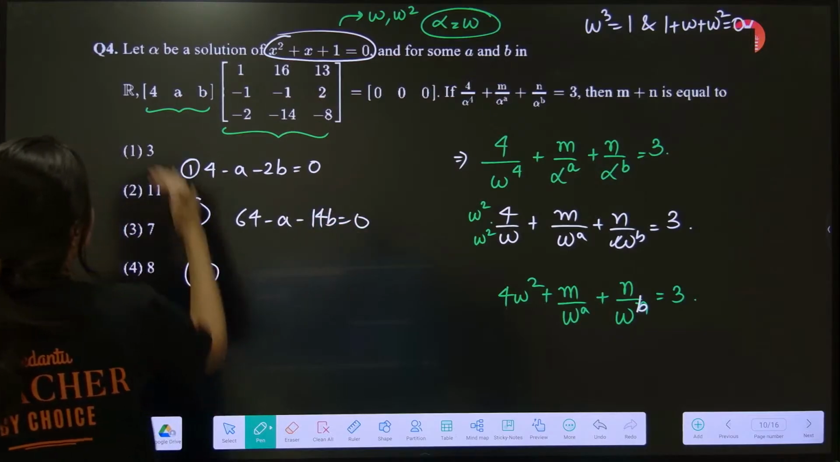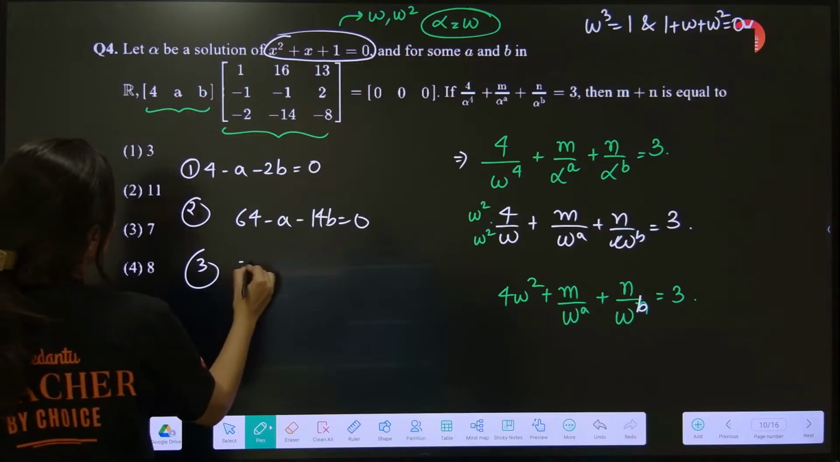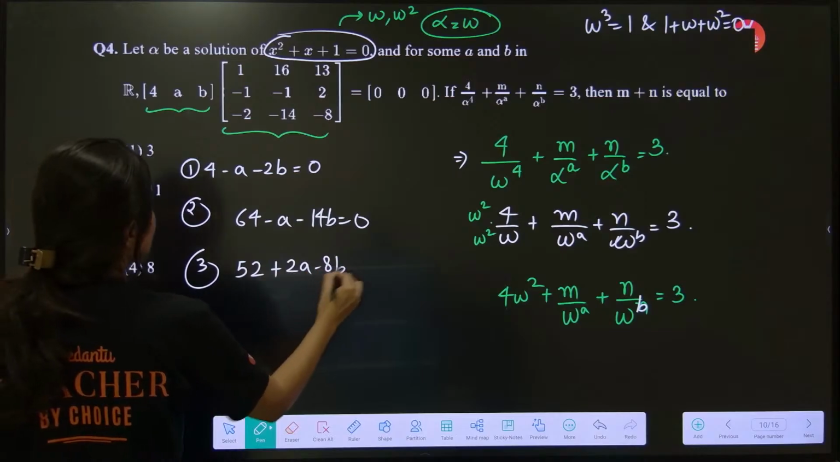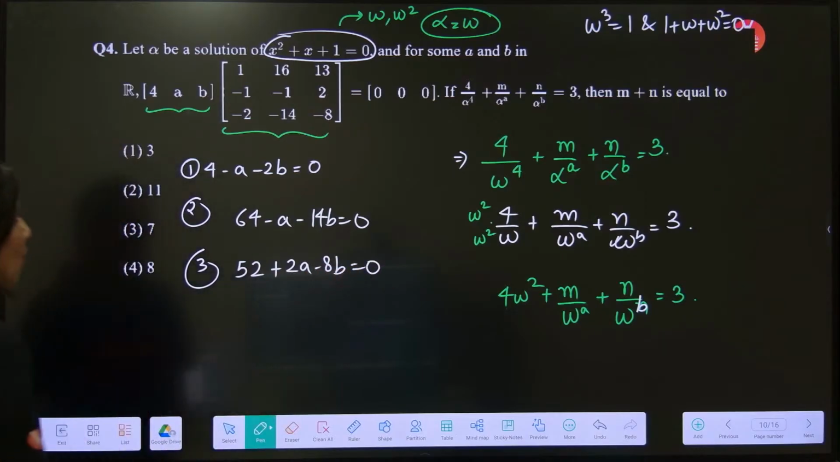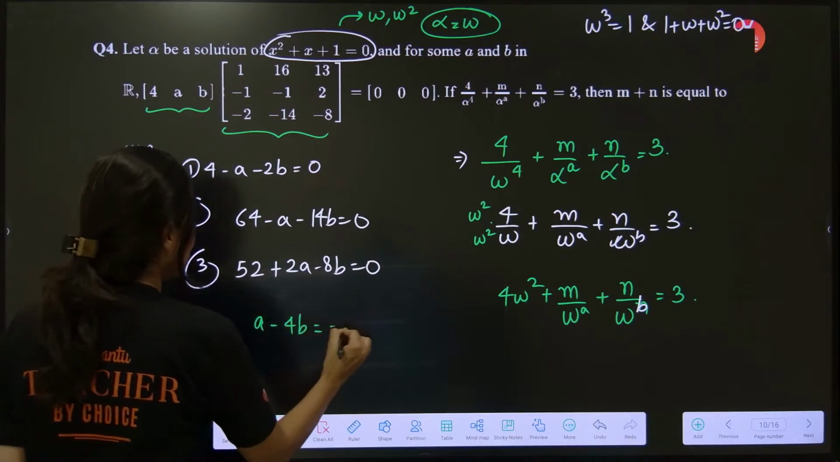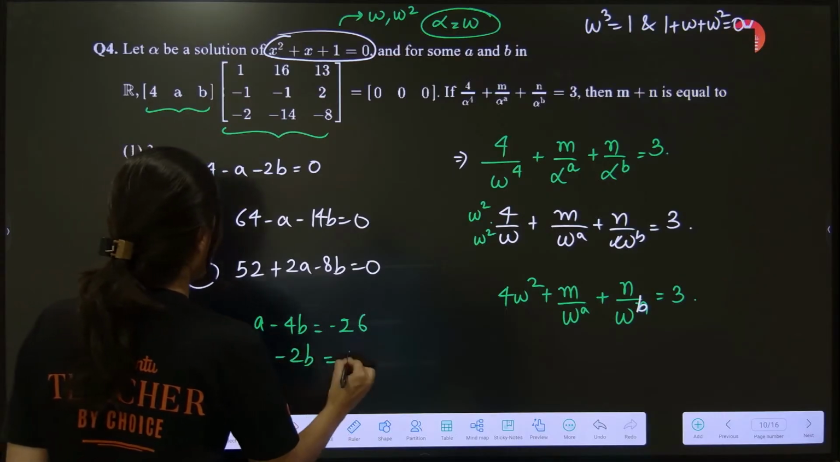Third, this multiplied by it: 13 into 4, 3 4s are 12, 52, plus 2a minus 8b is equal to 0. Can anyone solve it for me, the value of a and b? From here, a minus 4b is equal to minus 26 and a minus 2b is equal to 4.